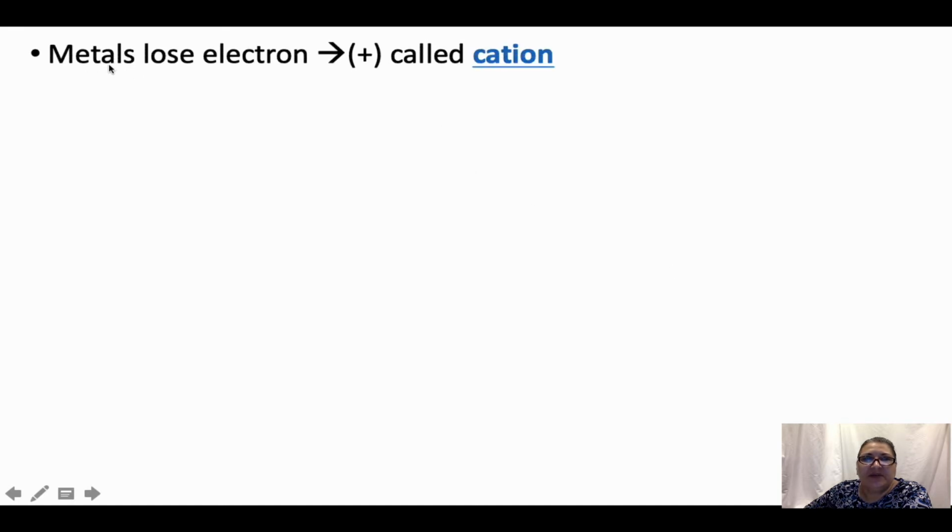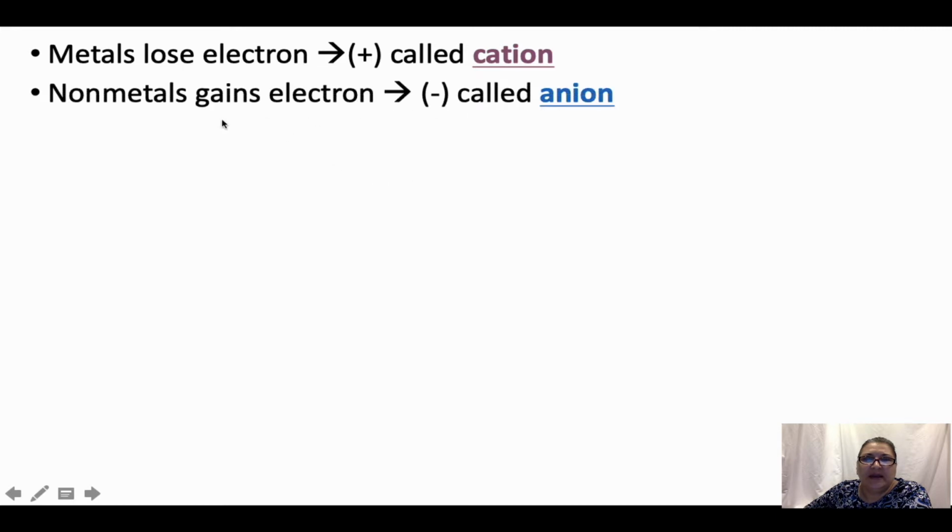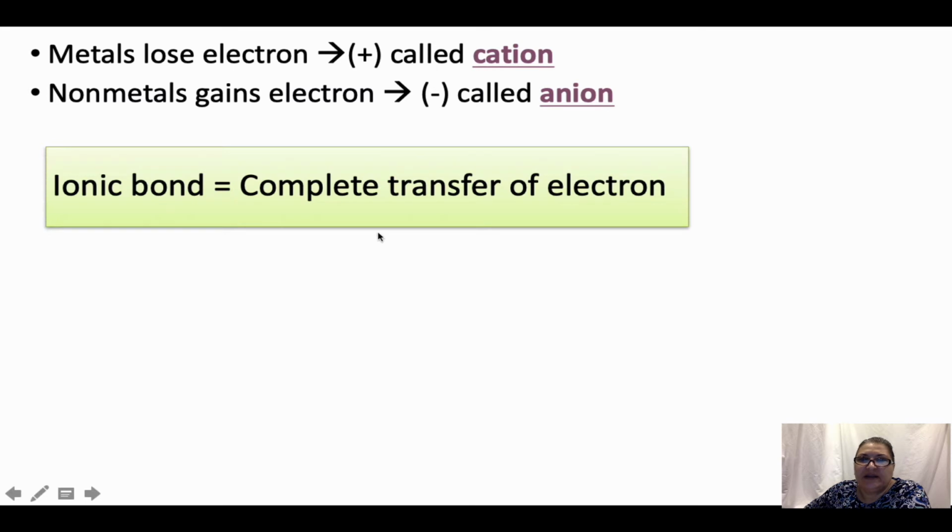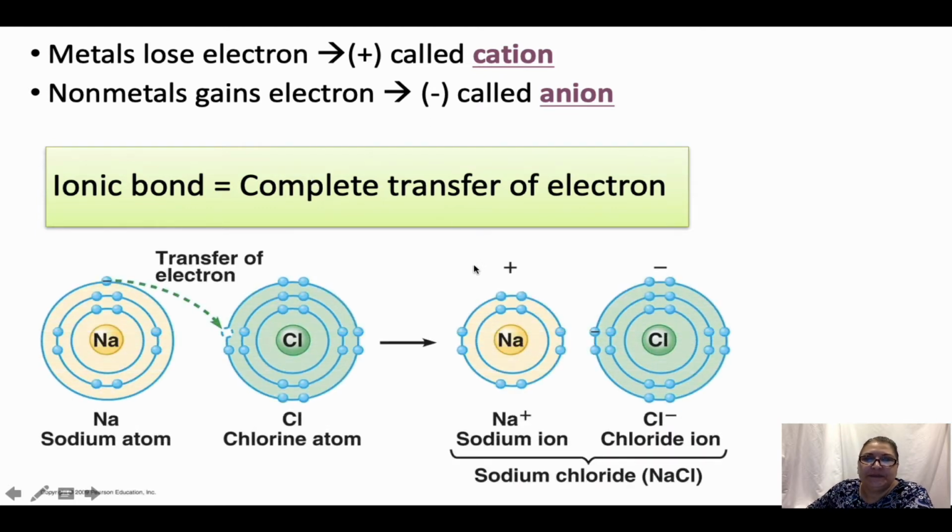We talked before about how metals usually lose electrons. A cation is an ion that has a positive charge. And an anion is an ion that has a negative charge. An ionic bond is a complete transfer of electrons between a metal and a nonmetal, positive and negative charge. So it's a complete transfer of electrons between atoms.